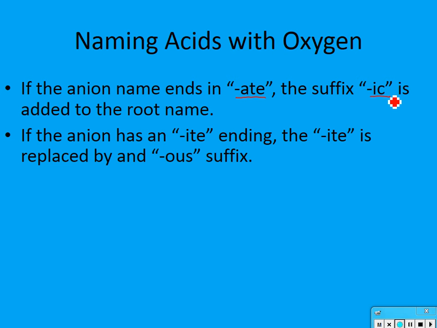Okay, here's the other case. If the anion has an ITE ending, then the suffix gets changed to OUS. So ate goes to "ic," and ite goes to ous. How did you remember that one? You just have to, I don't know. You're just going to have to remember that one. Okay, let's go through some examples and maybe it will make sense.